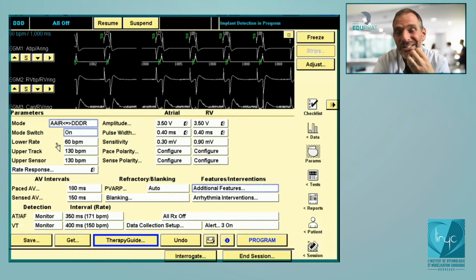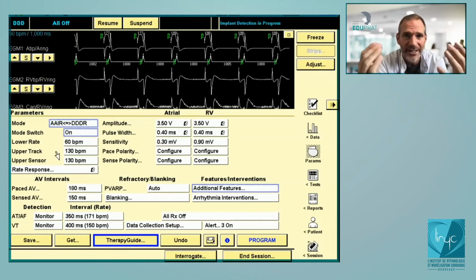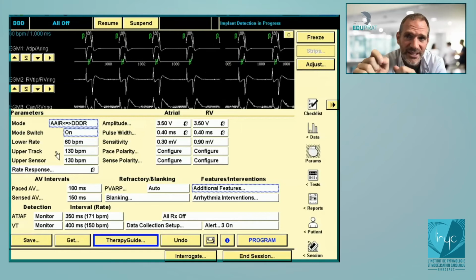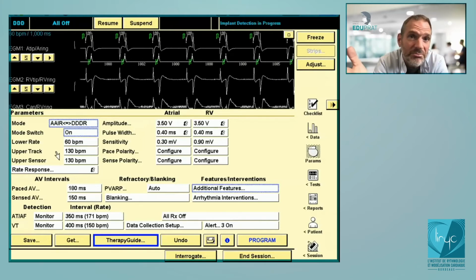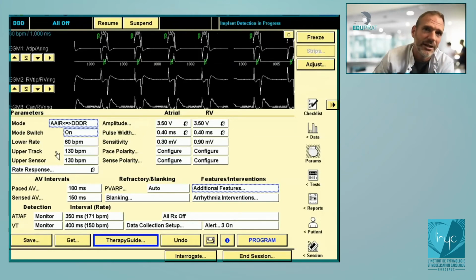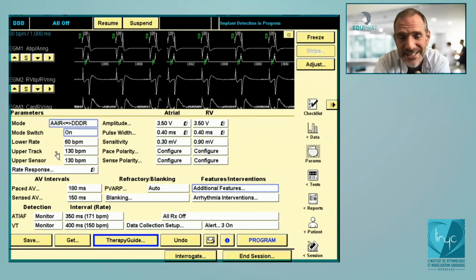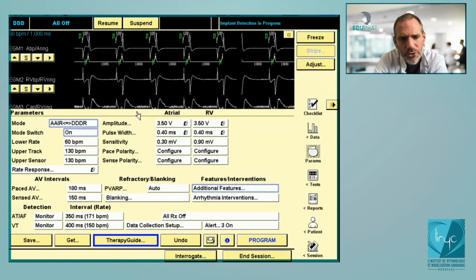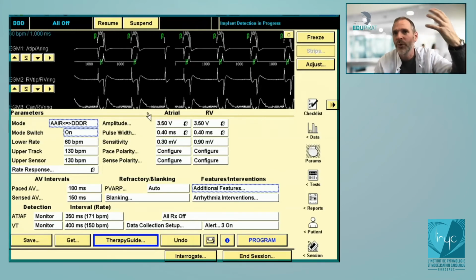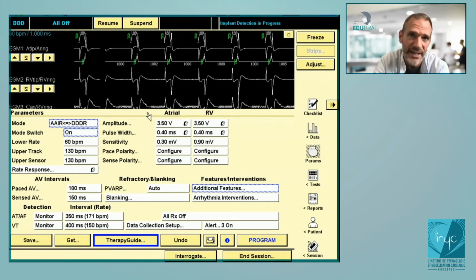Is this clear? So for example, I will not program the upper tracking rate, which is the rate of ASVP pacing during exercise, very high, because this patient will never have a situation with fast atrial sensing and ventricular pacing. Okay, is this clear? So I will leave these parameters at 130 beats, but I will never program in this patient 150 or 160 because that's not what they will encounter during exercise.